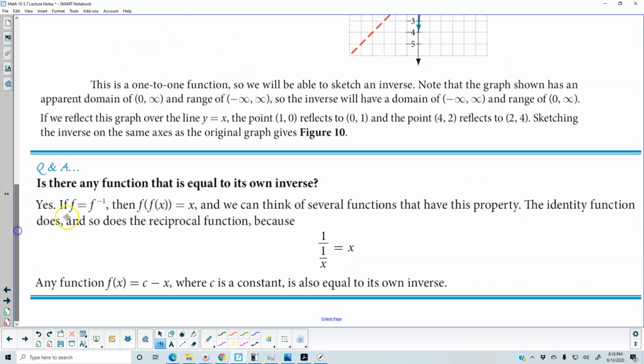Now, is there any function that is equal to its own inverse? Yes. If f is equal to f inverse, then f of x is equal to x. We can think of several functions that have this property. The identity function does, and so does the reciprocal function, because 1 over x equals x. Any function f of x which is equal to c minus x, where c is a constant, is also equal to its own inverse.